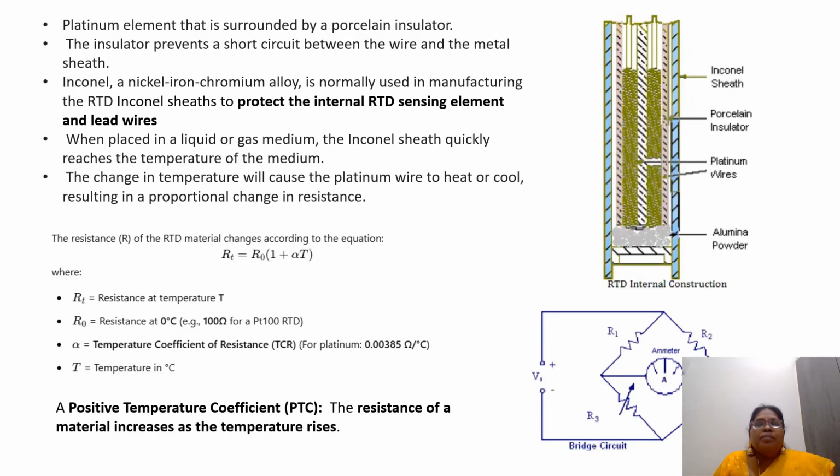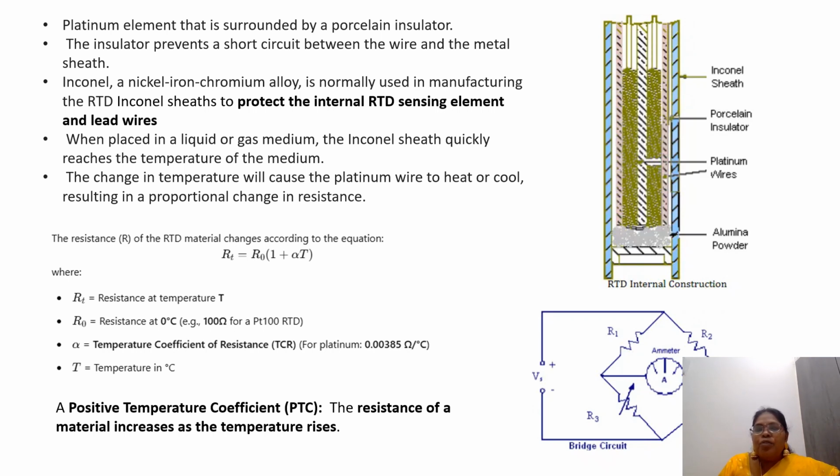So this is the RTD construction. This is the platinum element, surrounded by the porcelain insulator. The use of this insulator is to prevent a short circuit between the inconel sheath and the platinum wires.